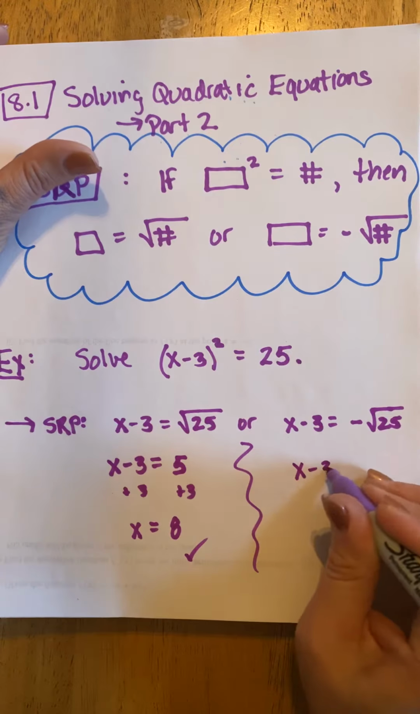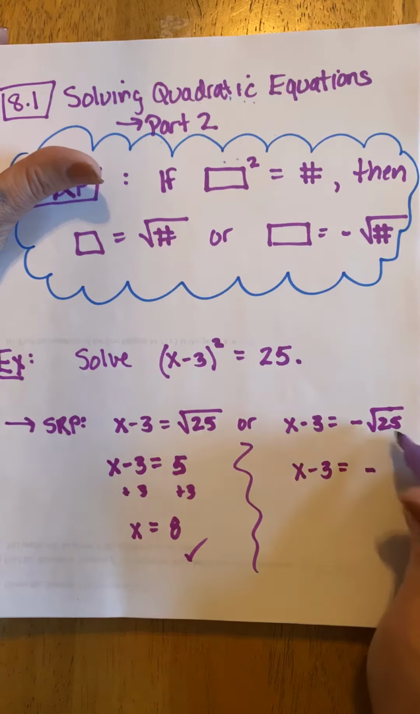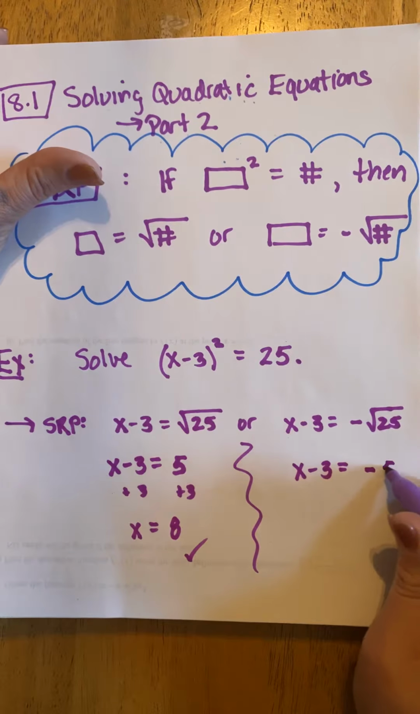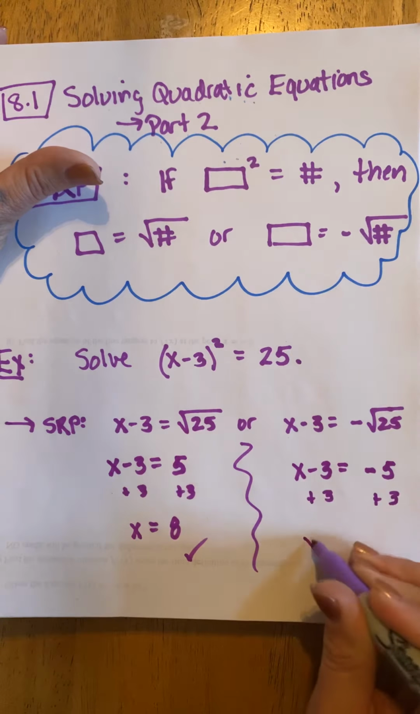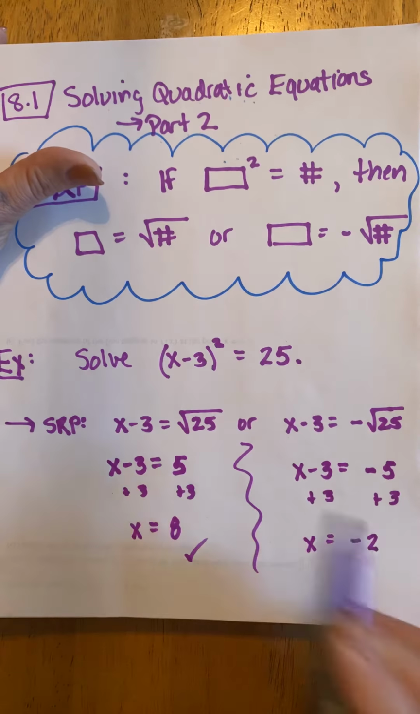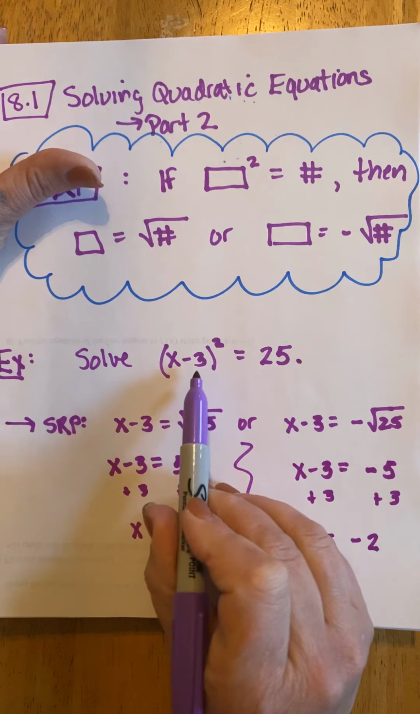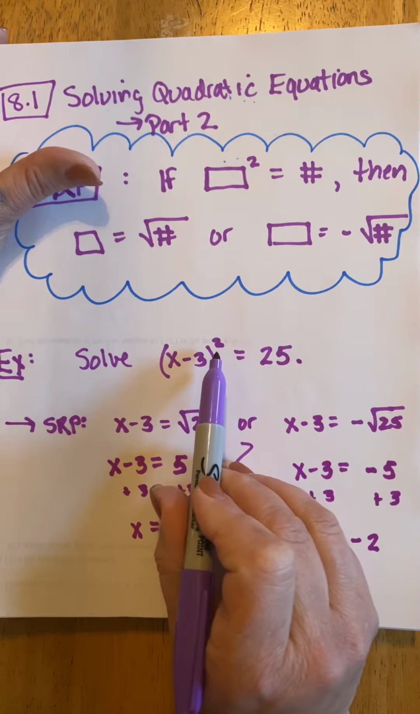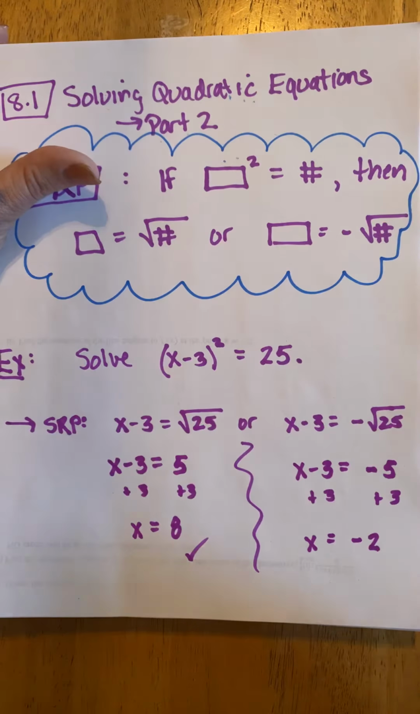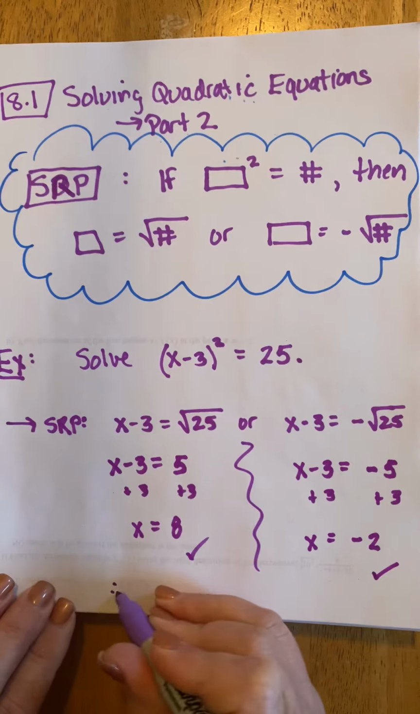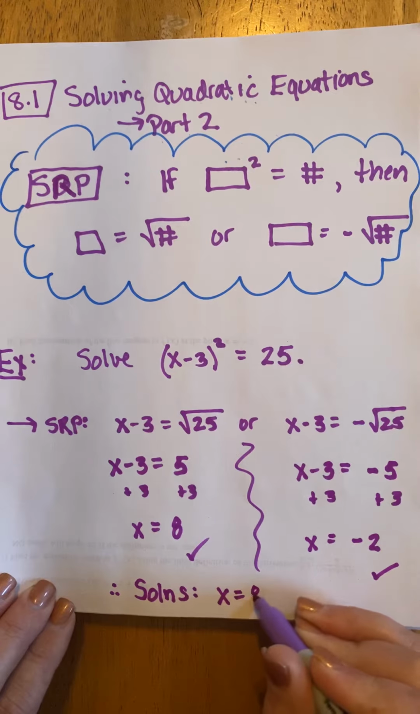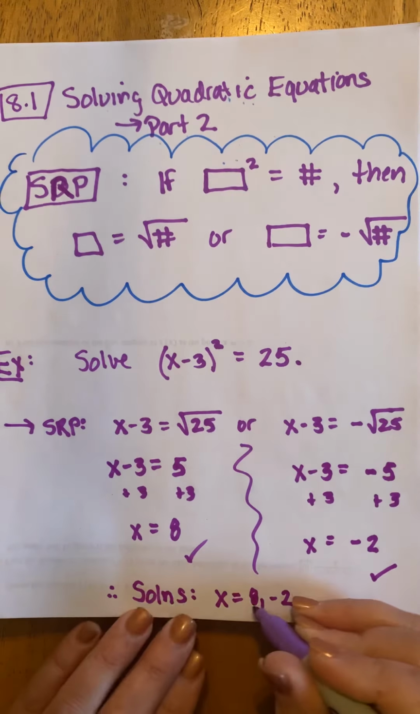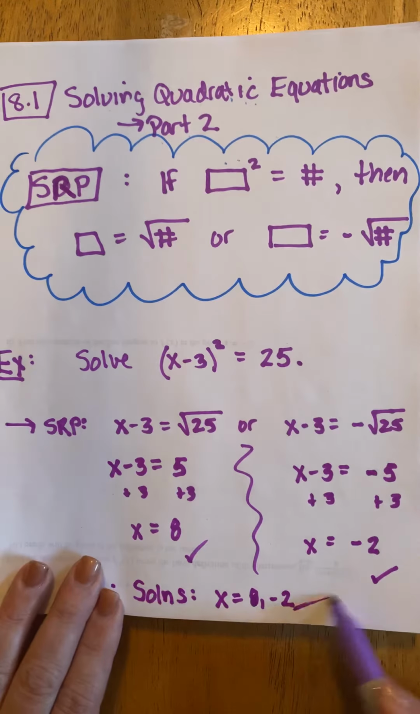Now over on this side, we get x minus 3 equals the opposite of the square root of 25, so it's going to be negative 5. We add 3, and we get x equals negative 2. We plug it in up here. Negative 2 minus 3 is negative 5. That's the other square root of 25. We square it, we get 25. So therefore, my solutions are x equals 8 and negative 2. So when Alex asks you to separate your answers with commas, this is what they're talking about.